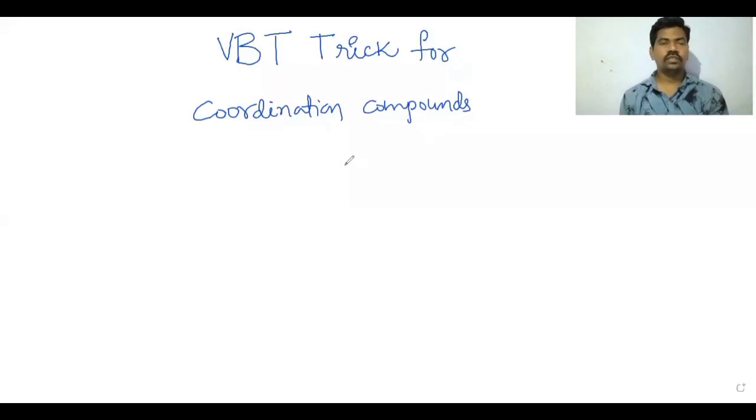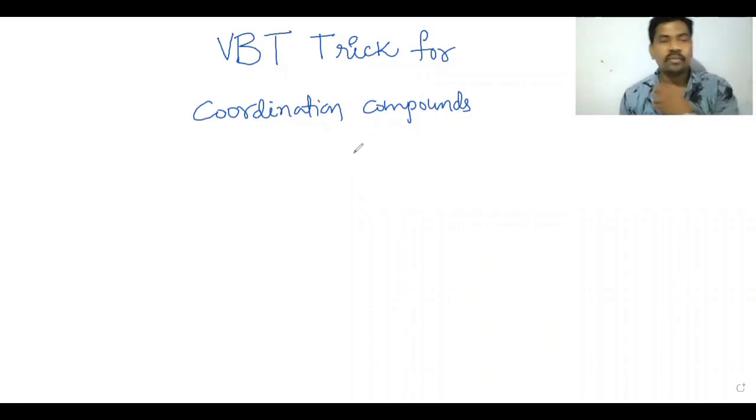Hi students, in today's session we shall discuss a very important trick, the VBT trick for coordination compounds. You can expect this type of question in JEE Mains, Advanced, and NEET level competitive exams. How to find the geometry, hybridization, magnetic nature, and whether it is a high spin or low spin complex if a coordination complex is given? How do you find out these parameters for a particular coordination complex?